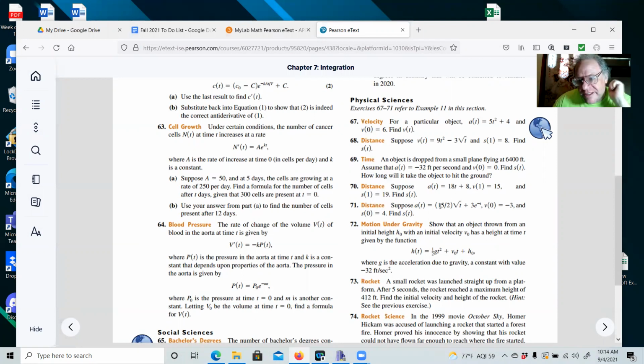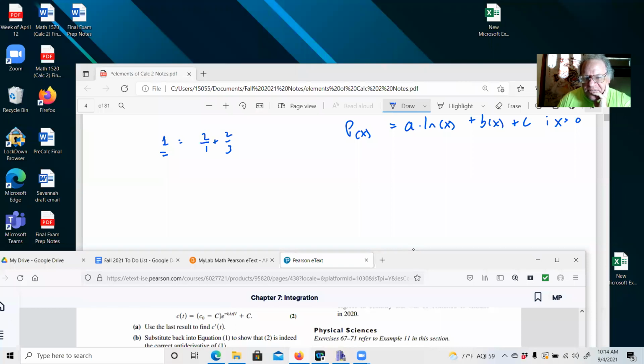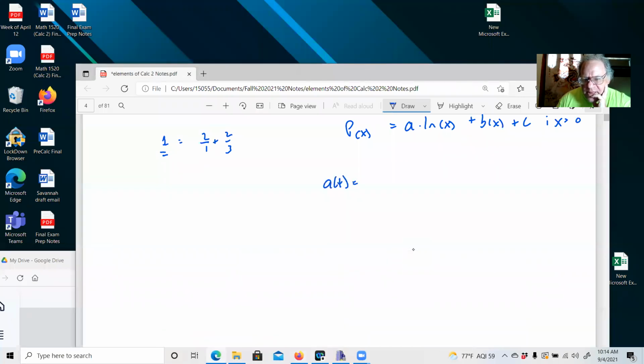Actually, anytime you go in a circle, you have acceleration that is a constant. Roller coasters do not have constant acceleration. Airplanes are not going to have constant acceleration. So we have A of t, and this is 18t plus 8.